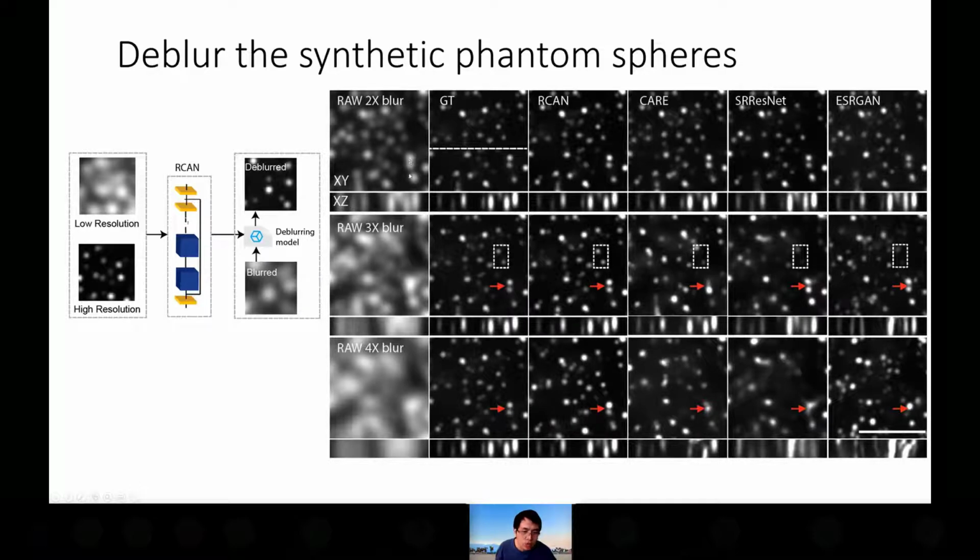2 times, 3 times, and 4 times. As you see in the first column here, those are raw data sets that are gradually blurred. The second column shows the ground truth images, and the rest of the columns are 4 different convolutional neural network results. We found that all 4 convolutional neural networks work great for the 2x and 3x blurred images. Whereas, although the RCAN provides the best deblur results compared to the other convolutional networks, it still fails to recover some of the phantom particles in the 4x blurred data set.